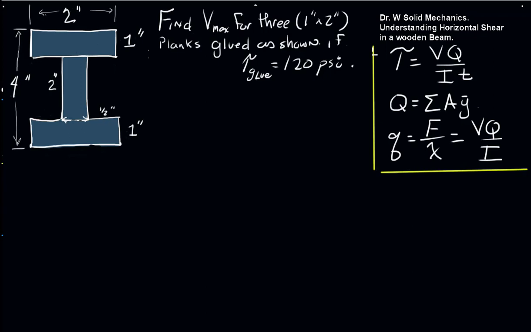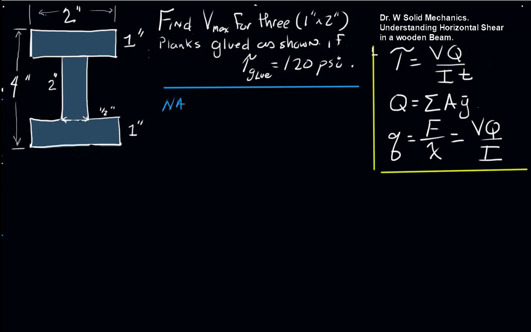Here we have a simple I-beam that was constructed from 3 1-inch by 2-inch wooden planks, and they've been glued together here and here. And we're asked to find the maximum V force that this beam can withstand without breaking the glue, which has a rated shear stress of 120 psi. Now the first place to start with all these problems is to determine the values for Q, I, and T, and then we can figure out what V is going to be equal to.